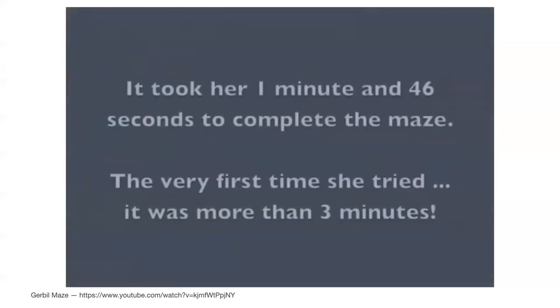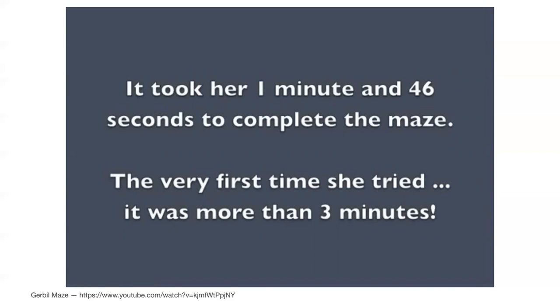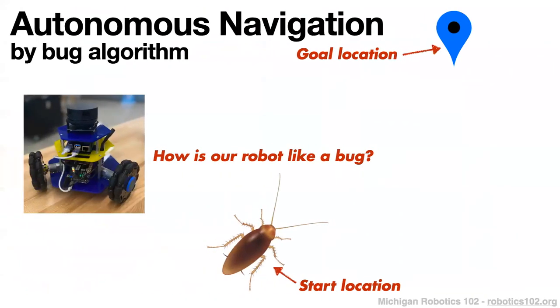So it only took the gerbil about a minute 46, right? But that was the gerbil's first try. It didn't know anything about the environment, and it moved around. So if we think about the same things that our robot needs, it's very similar to what the cockroach or the gerbil needs to be able to move around. So thinking about it from that perspective, how is our robot like the bug? What are the things that our robot has that will allow it to navigate autonomously? I'm thinking of two things.